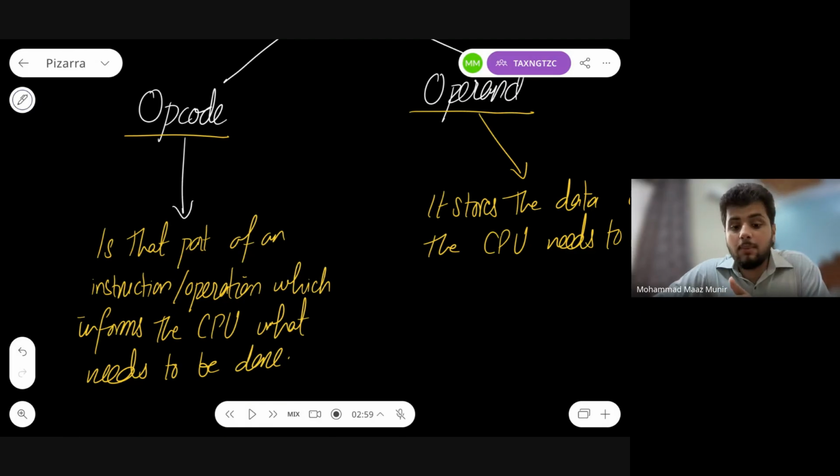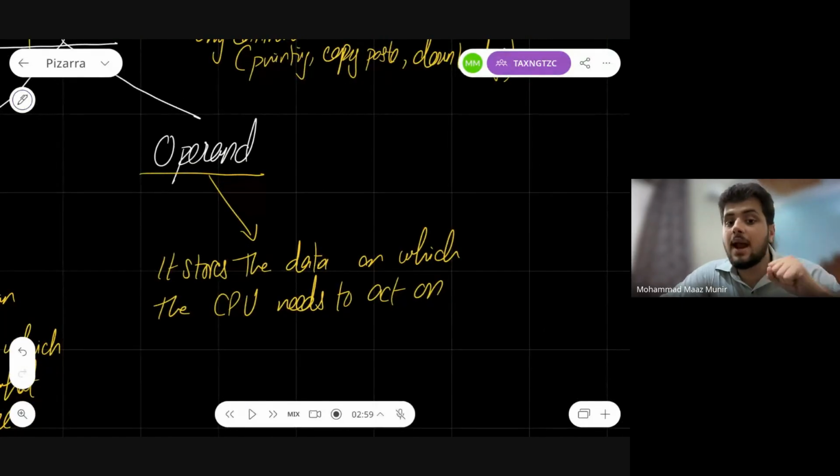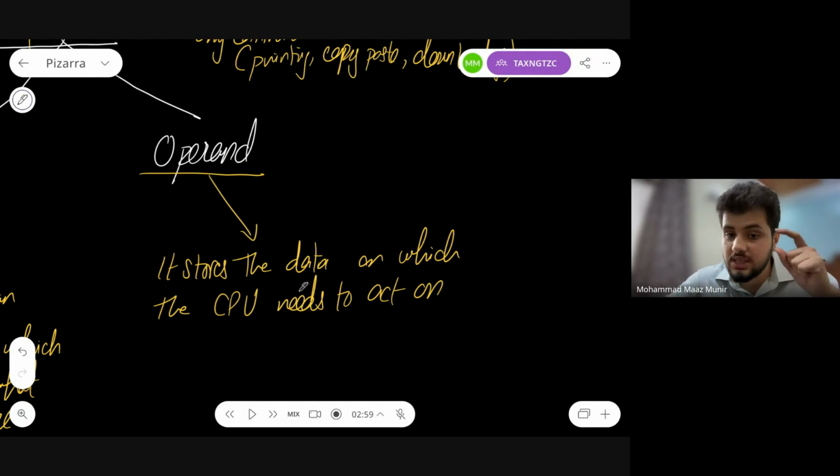But now the CPU might be like, okay, I do understand that you want to delete the file, but what file are you wishing me to delete, to apply this delete command on? Like which file should I delete? That data, the point which includes the data on which the CPU has to carry out the execution, that is basically your operand. So the operand basically stores the data on which the CPU needs to act upon.